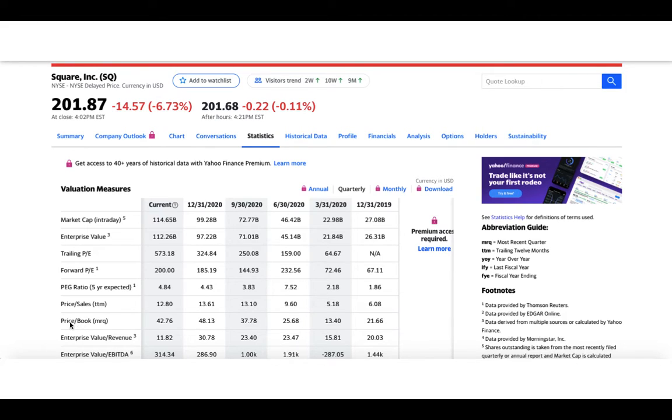And then the price to book is the market cap of the company divided by the book value of a company. And the book value of a company is basically all of its tangible assets. That is anything in the company that you can touch. So factories, buildings, cash, all that stuff that you can actually touch. That's the best way for me to think about it.